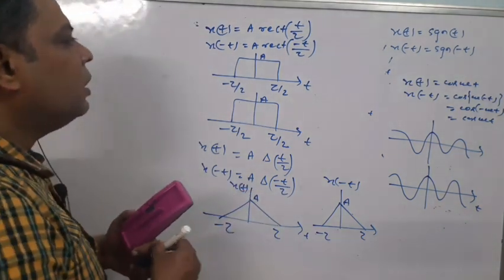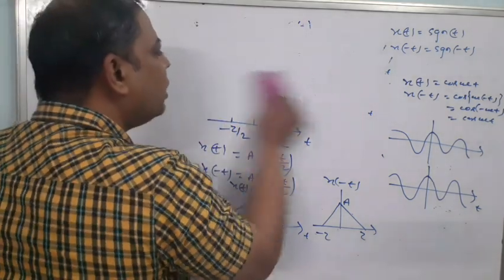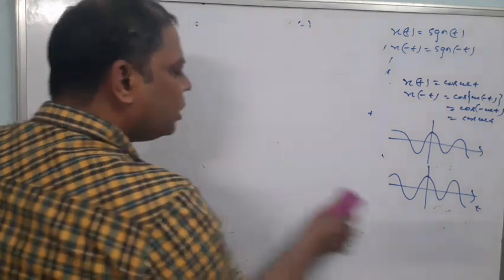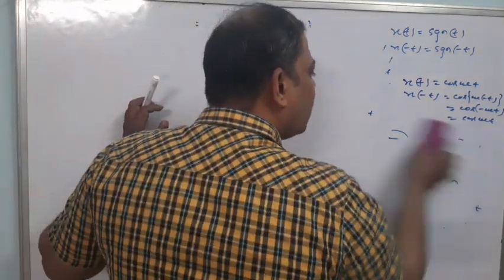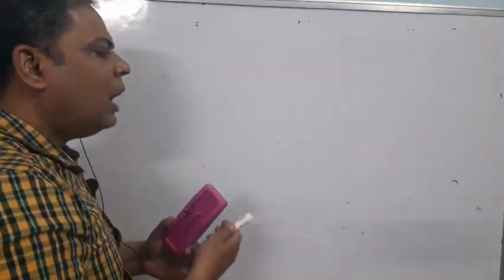Try to understand. So now any signal you have, you can easily sketch the reflection. Reflection means you can easily sketch the folded version of the signal, or the time reversal of that signal. Okay.